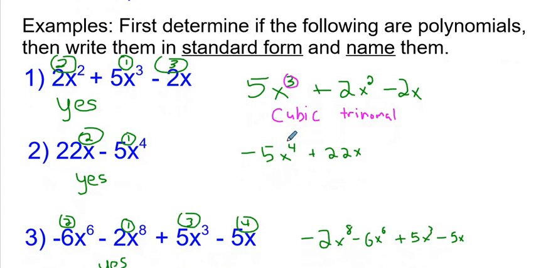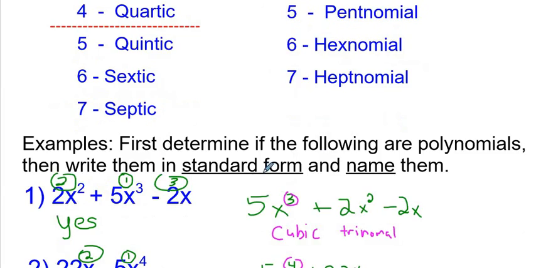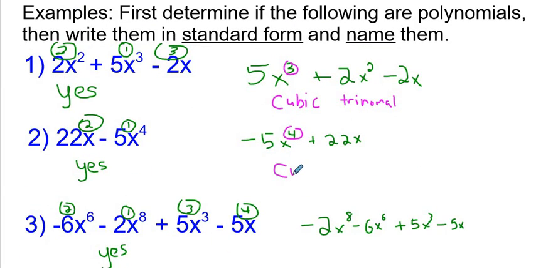Okay, so here we have a 4. If you look at the chart, 4 is quartic. So this would be a quartic. And there are 2 terms, as we established here. You can see it here, that's a binomial.